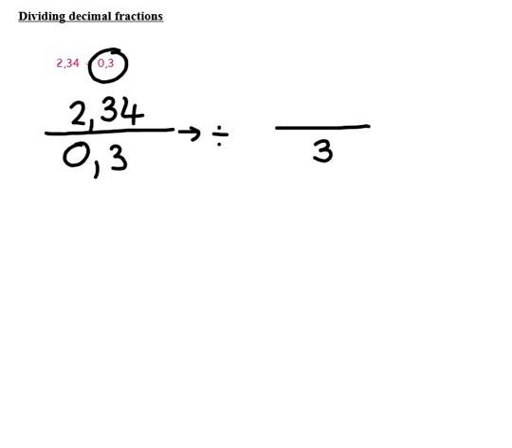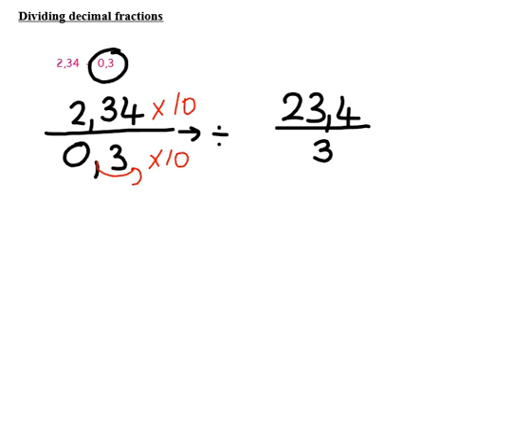Okay, so I want to get this to a 3. What do I do to that to get it to 3? I multiply by 10, because then that comma moves there and I get a whole number. What I do to the bottom, I have to do to the top. So I'm going to multiply by 10, and now I will have 23,4.